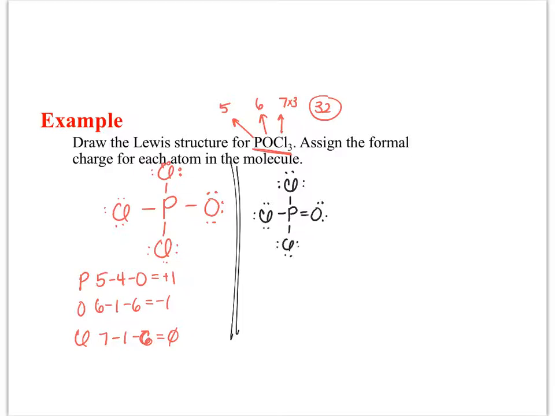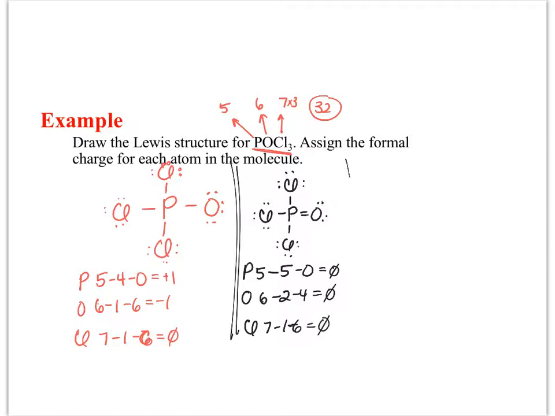I could double bond the oxygen to the phosphorus. I still have 32 electrons in this picture, okay? But let's look at the formal charges. The chlorines are all still going to be the same because they're bonded identically. It's just the oxygen and the phosphorus that change. Phosphorus has 5 minus 5 bonds now, minus 0 dots, which is 0. Oxygen would be 6 minus 2 minus 4, which is 0. And then the chlorines would still be 7 minus 1 minus 6, which is 0.